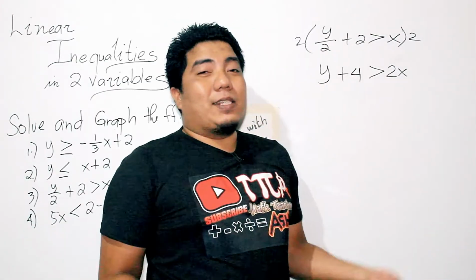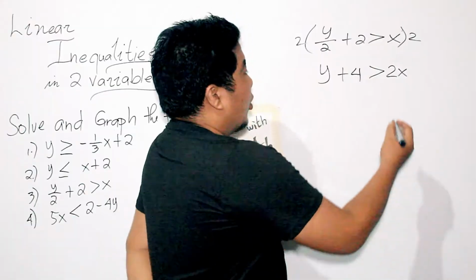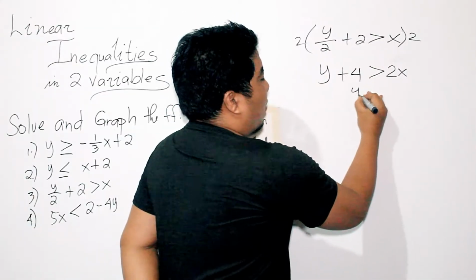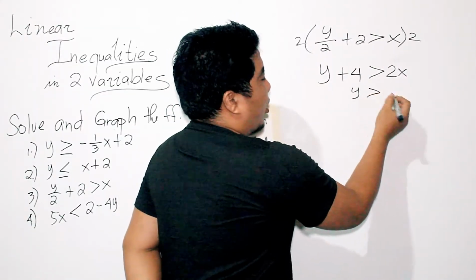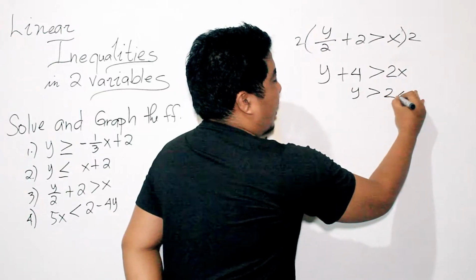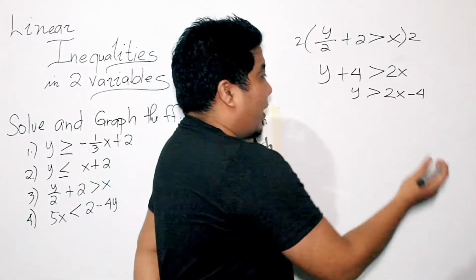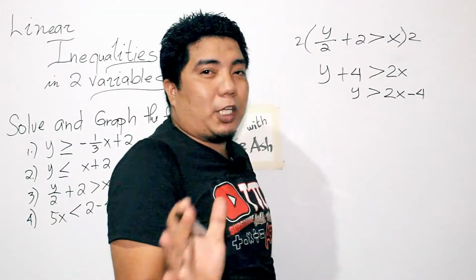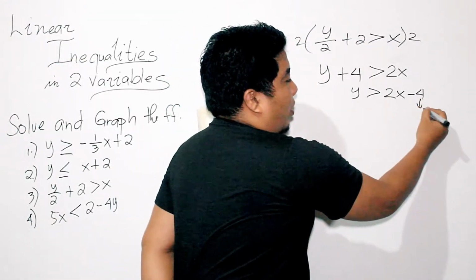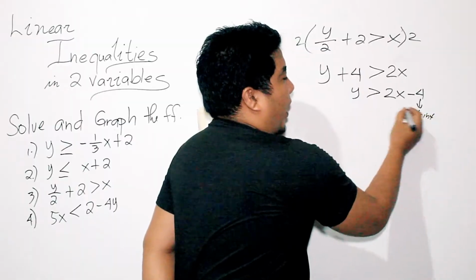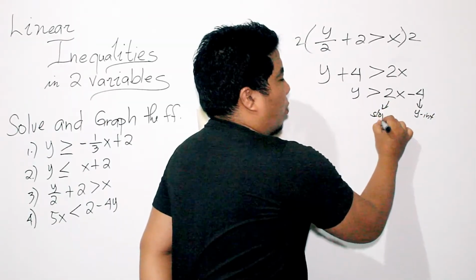I will now make this into a slope-intercept form. So, how do I do that? I will just transpose the plus 4 here. So, by transposing plus 4, that will become minus 4 in the other side. Okay, so basically, if this will be your expression, you can now determine your y-intercept and your slope.